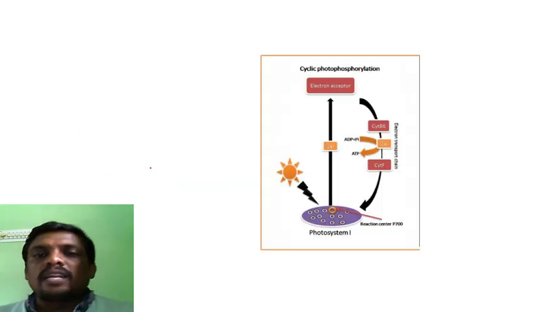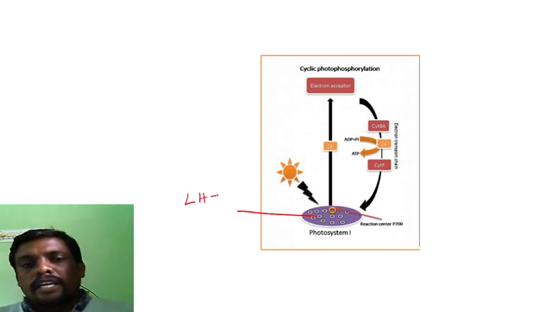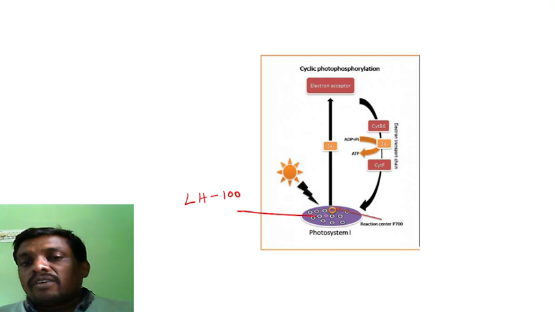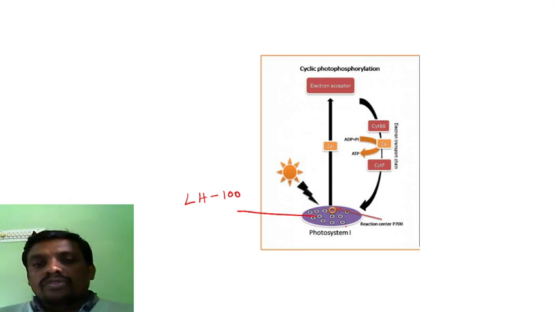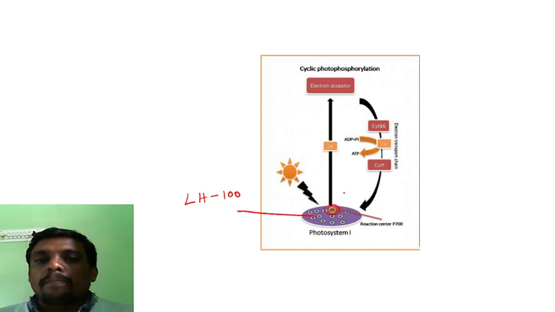Now, let us see how it happens. If you see photosystem 1 here, these are called the light harvesting centers or light harvesting system, which contain more than 100 pigments. Let us imagine sunlight. When the sunlight falls upon the light harvesting system and photosystem 1, 700 nanometers of light is utilized by PS1.